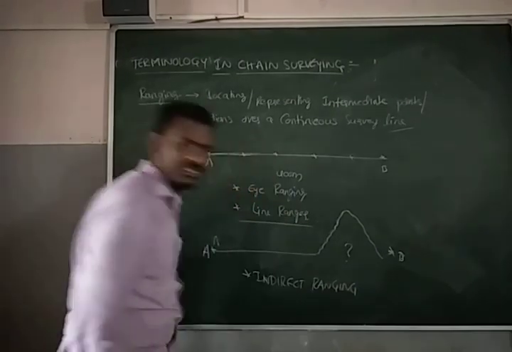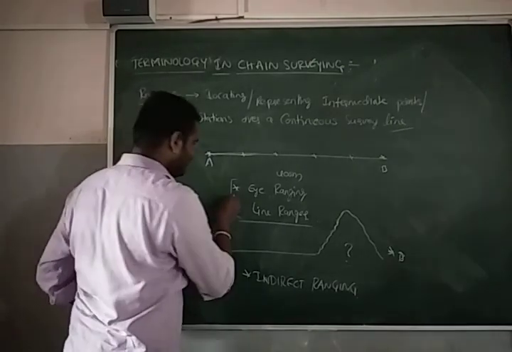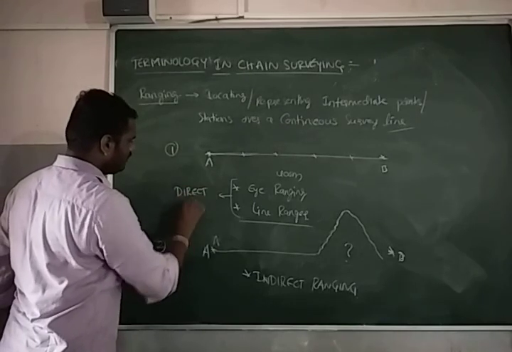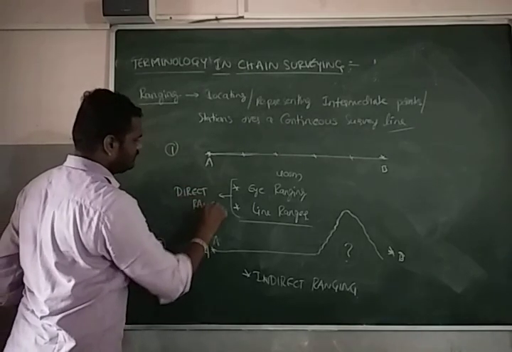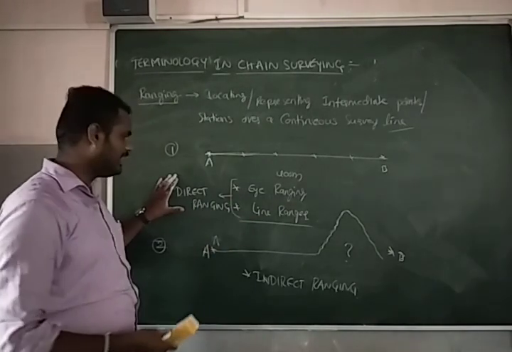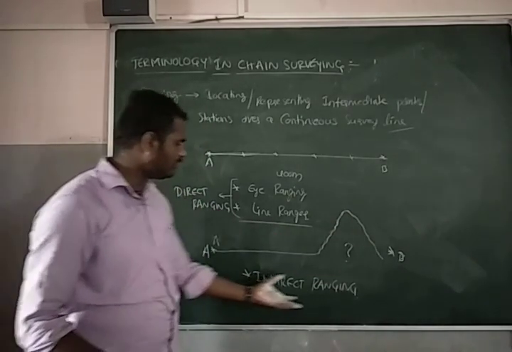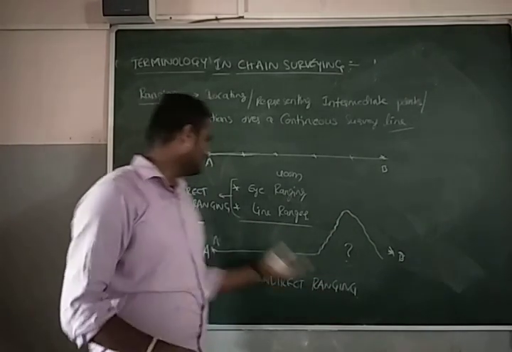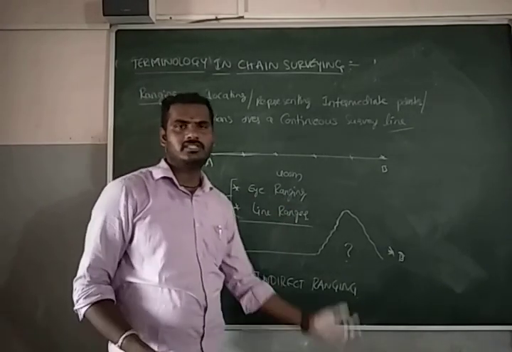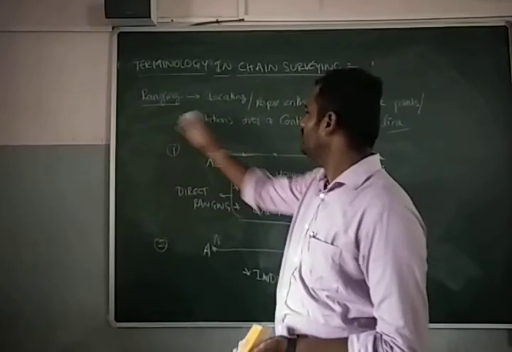We have reciprocal ranging over here. I will tell you what reciprocal ranging is. These two are included in direct ranging. Direct ranging, because I don't have any obstructions, that is why I am adopting direct ranging. When I have any obstruction, then I go for a different ranging, and we call that indirect ranging. So in direct ranging, I have eye ranging and line ranging. In indirect ranging, I have reciprocal ranging. Okay, so this is regarding ranging.